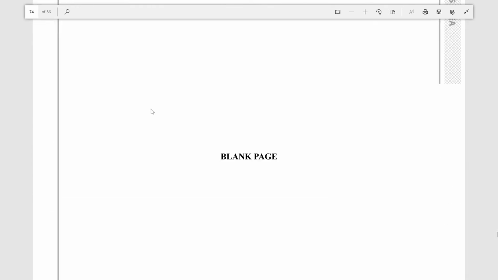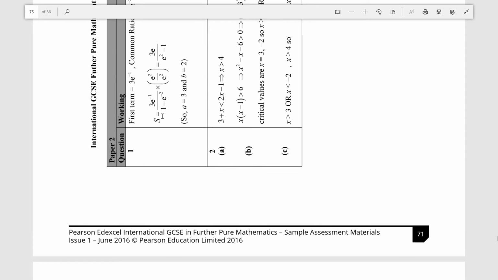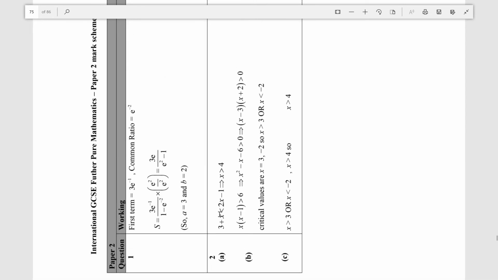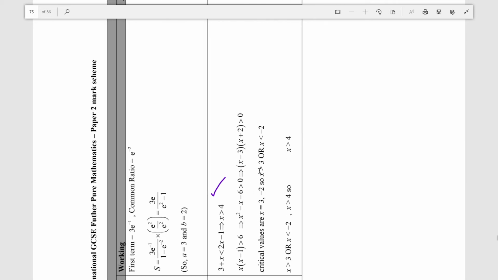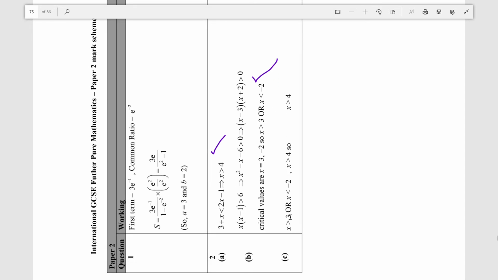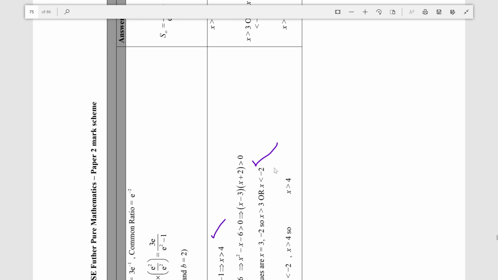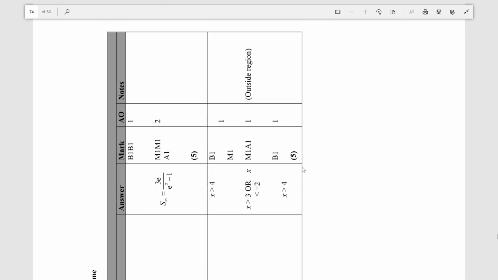So here we are at the mark scheme. 3 plus x is less than 2x minus 1, so x must be greater than 4. Yep. x times (x minus 1) is greater than 6, so this quadratic must be greater than 0. And if we factor it out, and we find through graphing these two inequalities, yep, x must be greater than 3, or x must be less than negative 2, and x must be greater than 4. So x can only be greater than 4. Yep. So 5 marks. Correct.